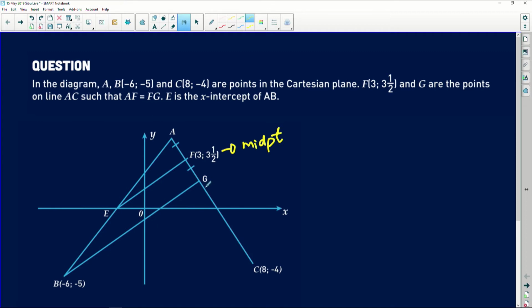All right, if we continue, we are told that there's a point E, which is basically the x-intercept of the line EB. That E lies exactly on the x-axis. I don't know what the x-coordinate is at point E, but I'm definitely sure that the y-coordinate is going to be 0, because everywhere on the x-axis, the y value will always be 0.